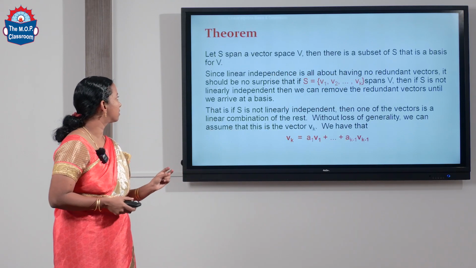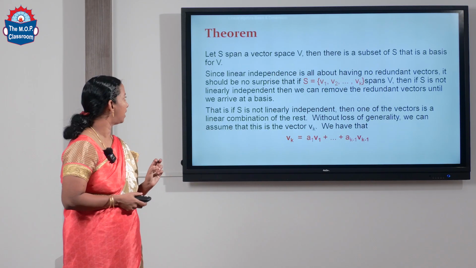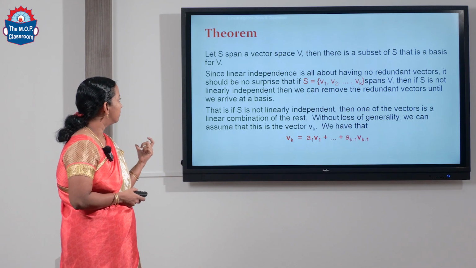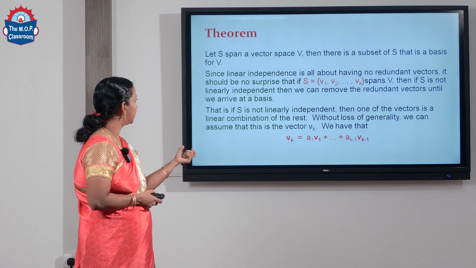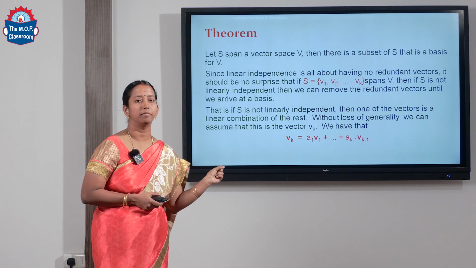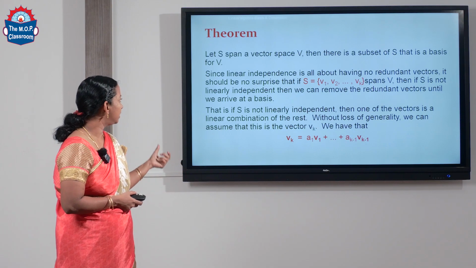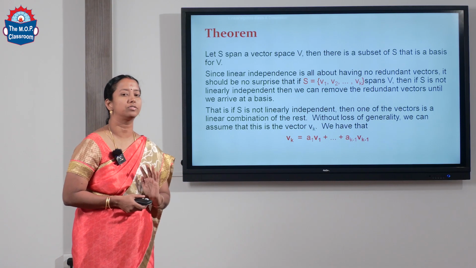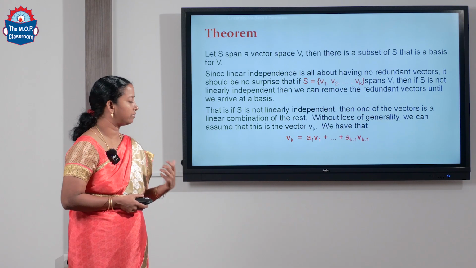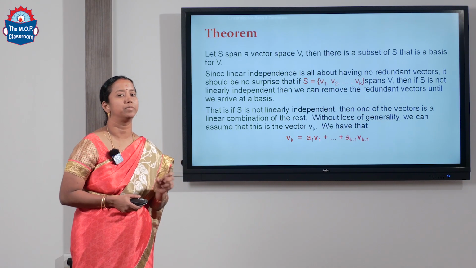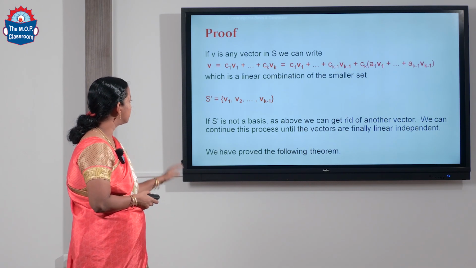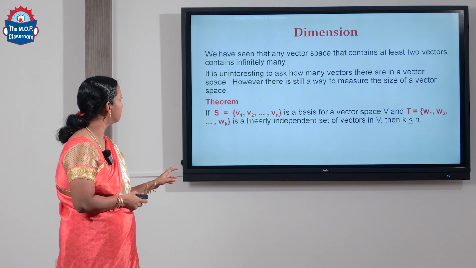The next theorem: let S be a spanning set of a vector space V, then there is a subset of S which is a basis for V, and it can be written as Vk equal to A1 V1 plus etc. Ak minus 1 Vk minus 1. Linear independence means there are no redundant vectors, and this is the proof for that theorem.